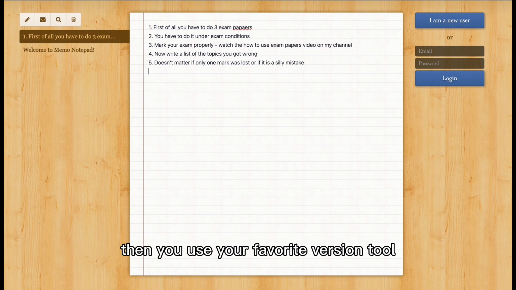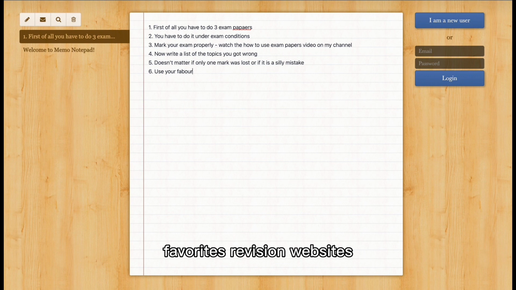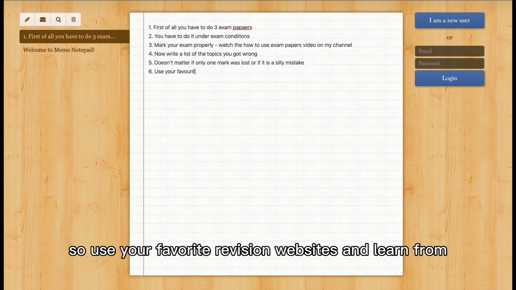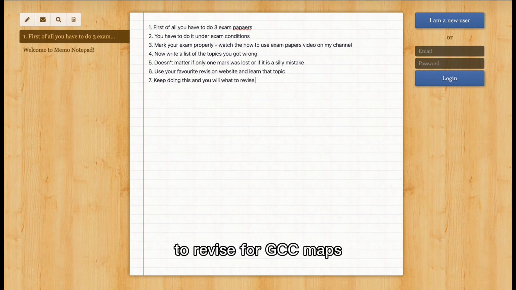Then you use your favorite revision tool. Use your favorite revision websites and learn that topic. Keep doing this and you will know what to revise for GCSE Maths.